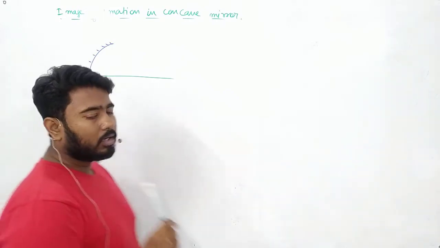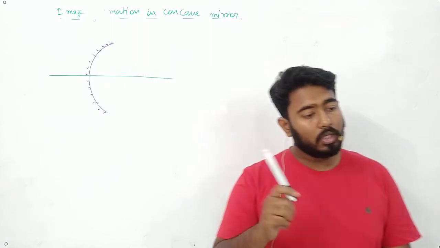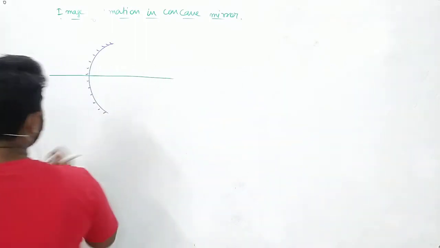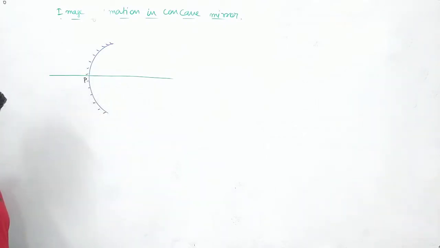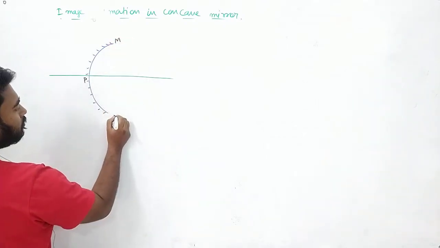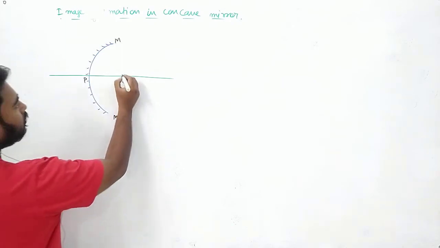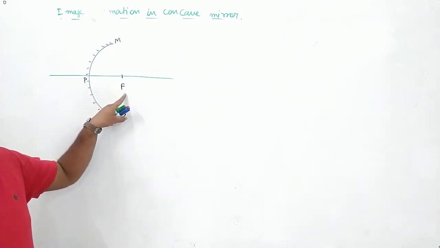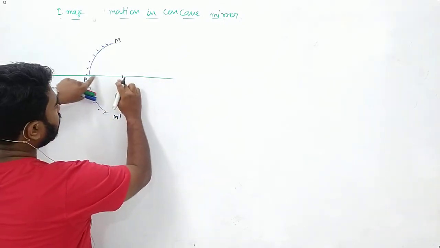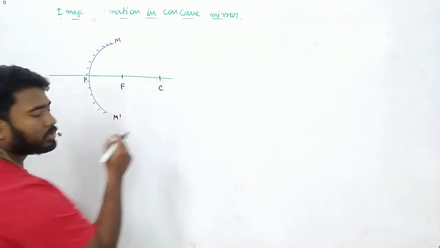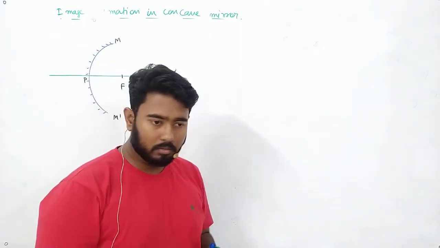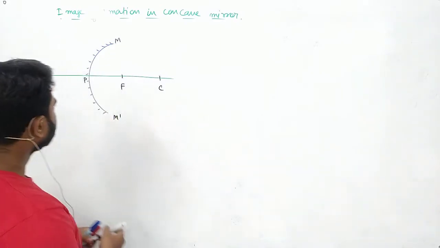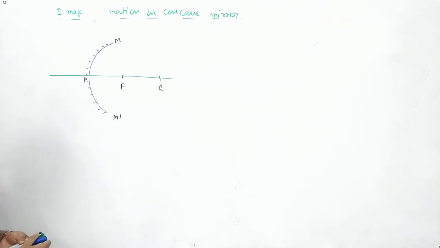Remember, whenever you are trying to draw, you need to label all the parts. That's a very important factor. First we will label the pole. Done. We will label the aperture M dash. Done. We will label the focus. Done. Now remember, when you label the focus, the center of curvature will have the double distance. So this will be the center of curvature. This is the basic thing.